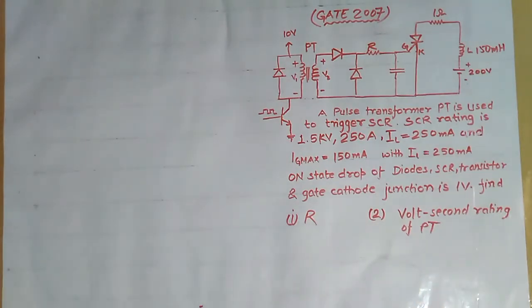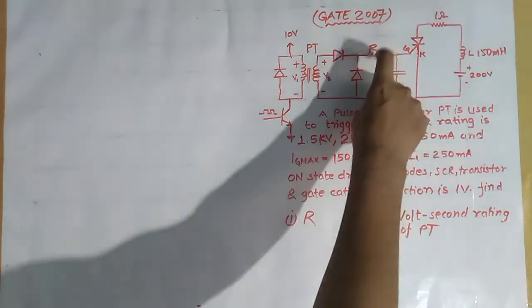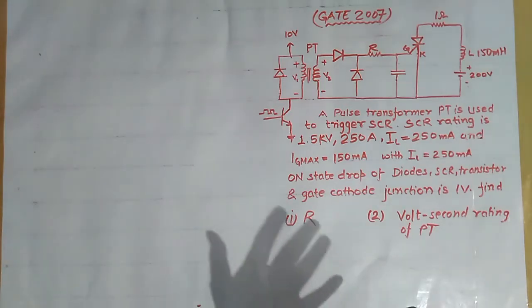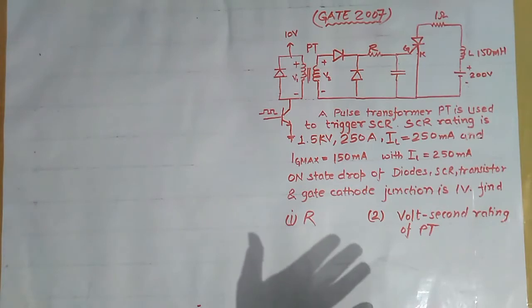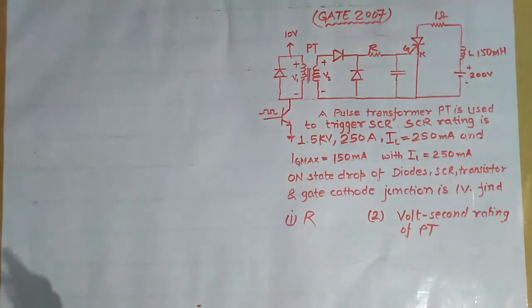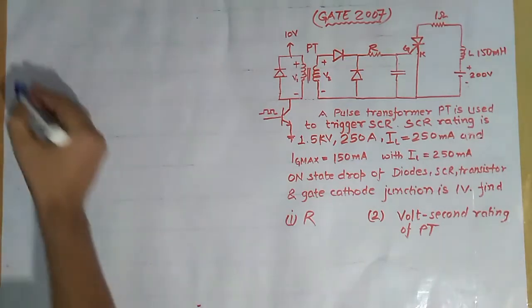First we will find the value of this resistance R. This is a bit complex problem, but if you understand this problem completely, then you will be able to understand many concepts related to power electronics. So see this problem carefully. First we will calculate the value of resistance R.